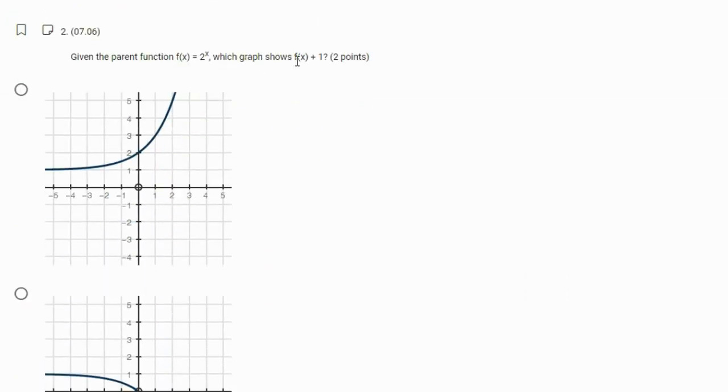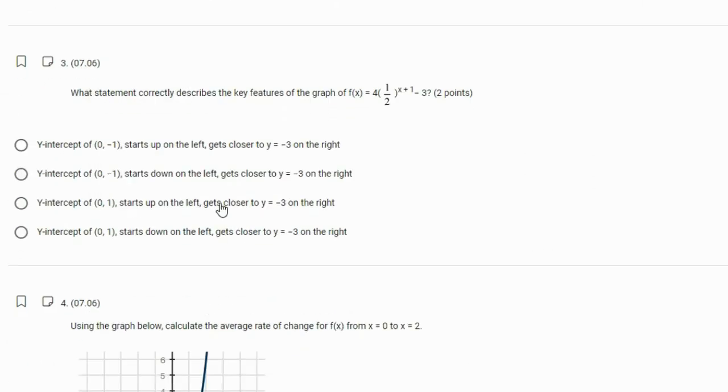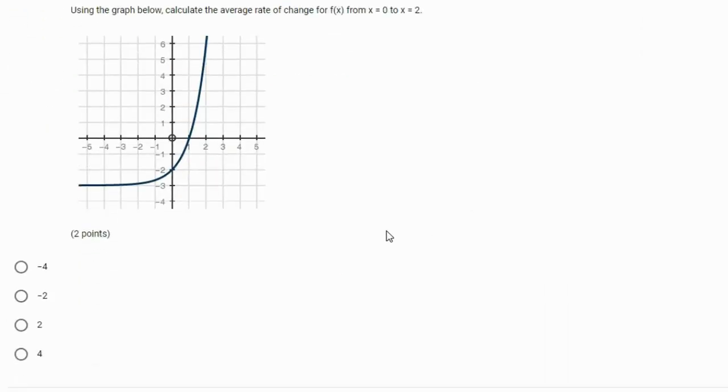Given the parent function, which graph shows the parent function plus 1, which means it's just gone up 1? So pick which one of those. What are the key features of this? And if you want to graph that on Desmos to match that, you can do that.